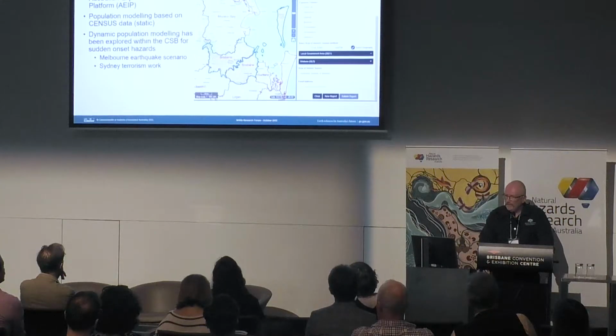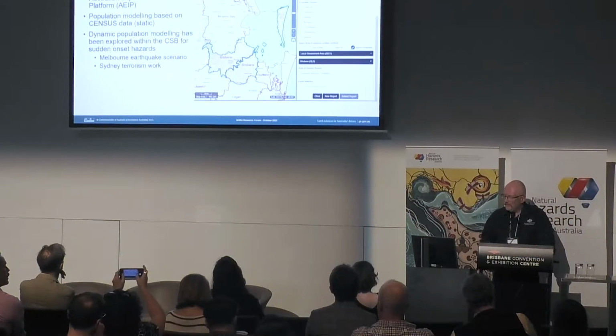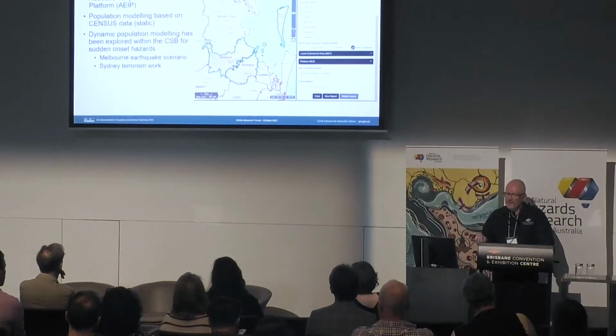Right, where you can select your own geography and get output in terms of the buildings, businesses, and people that are involved within that geography that you select, or you can submit your own shape file. But there I've just selected the Brisbane LGA. The population modelling in that though is static. It's based on what was reported in the most recent census.